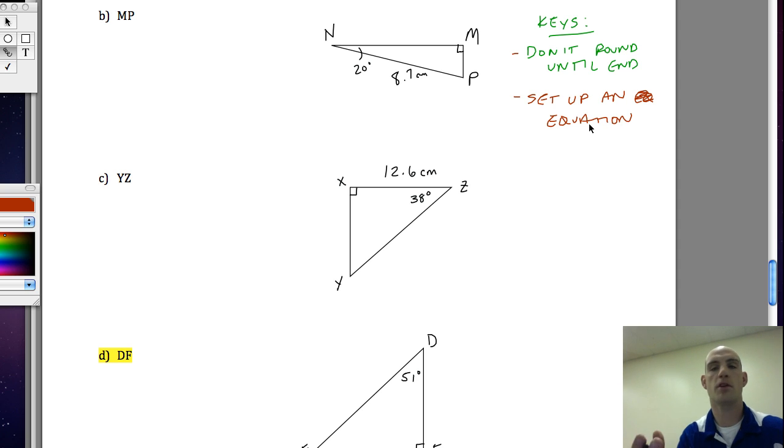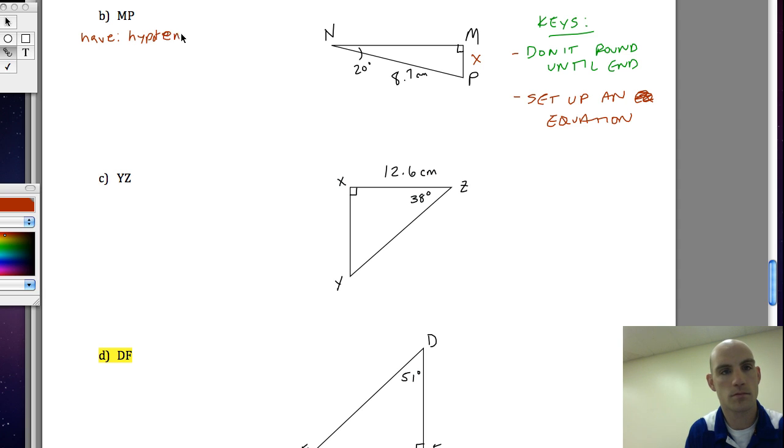Alright, we set up an equation, we don't round to the end, we should be good to go. Let's look at what we've got. MP, I'm going to make that x again, and I'm going to look at what I have. I have this 20-degree angle here, and I have the hypotenuse, which is 8.7. I need the side opposite 20.